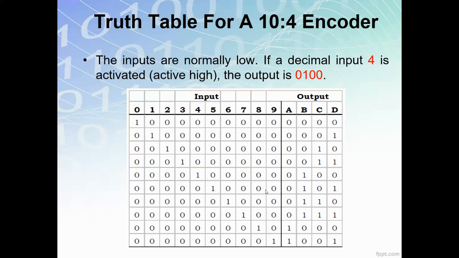So you have a 10 to 4 encoder, okay. The inputs are normally low, okay. So if the decimal input is 4, okay, so let's say for example here, the input 4, maka the output will be 0, 1, 0, 0. Okay, so the input will be activated. Okay, so the output is 0, 1, 0, 0.